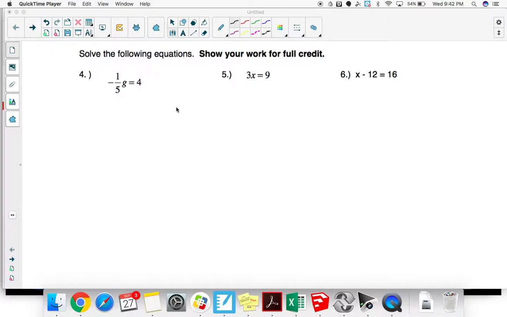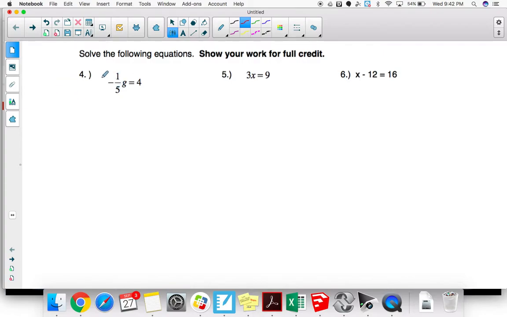Hey, welcome to question number 4 on the review for your quiz. With one-step problems, the whole idea is to undo what was done to the variable. And so with multiplication, the inverse of multiplying is dividing, but this is one of those special cases where it's a fraction. And so whenever we're multiplying by a fraction, I just like to do the reciprocal.